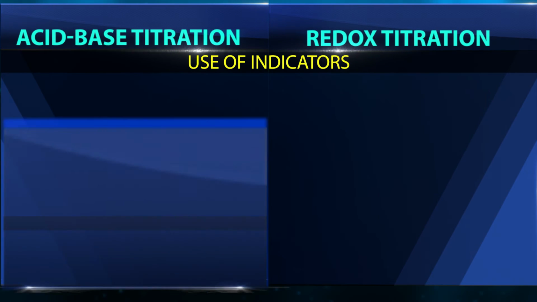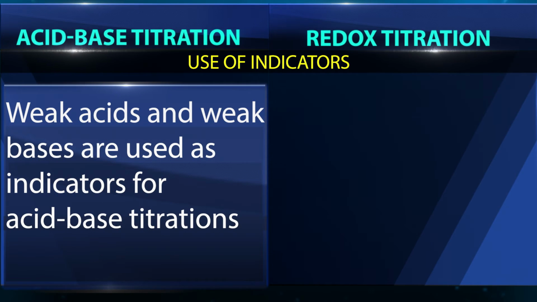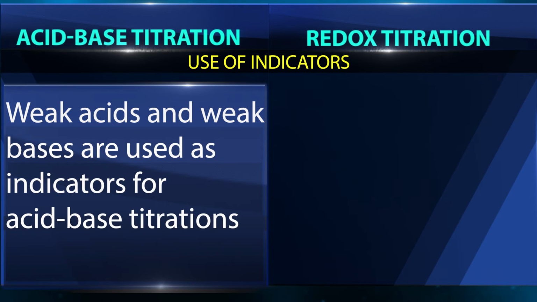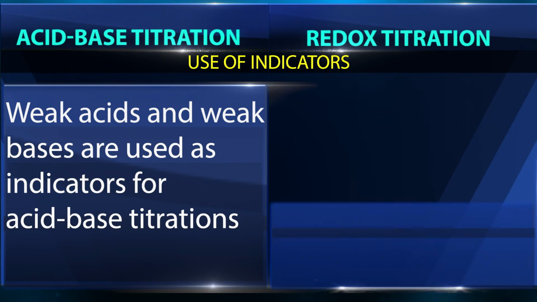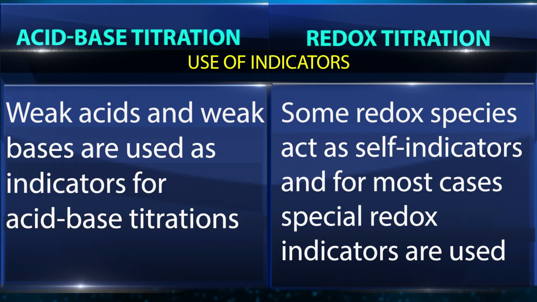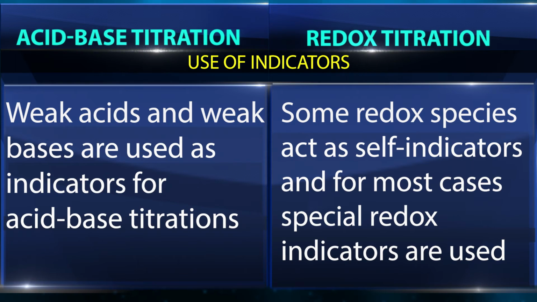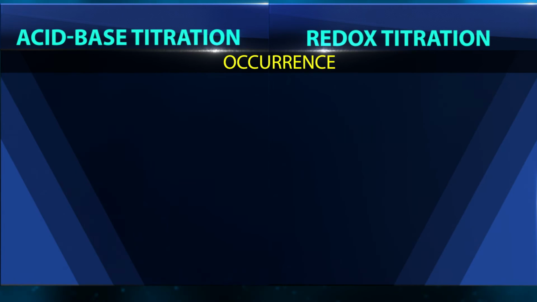Use of indicators. Acid-base titration. Weak acids and weak bases are used as indicators for acid-base titrations. Use of indicators. Redox titration. Some redox species act as self-indicators, and for most cases special redox indicators are used.